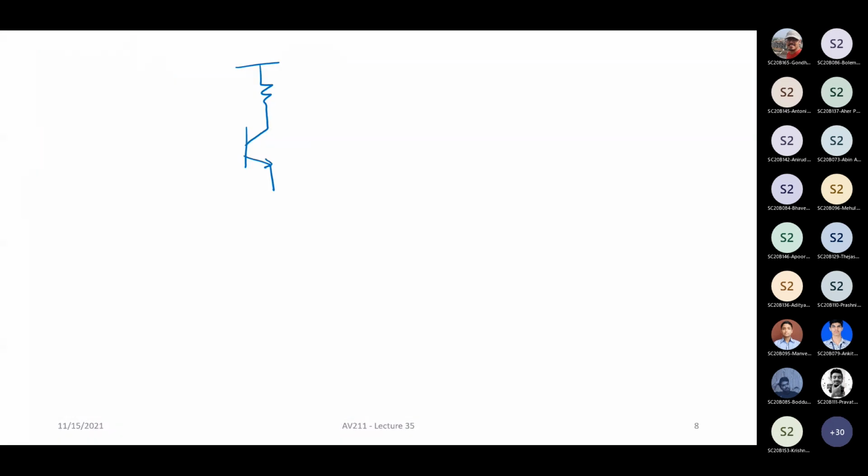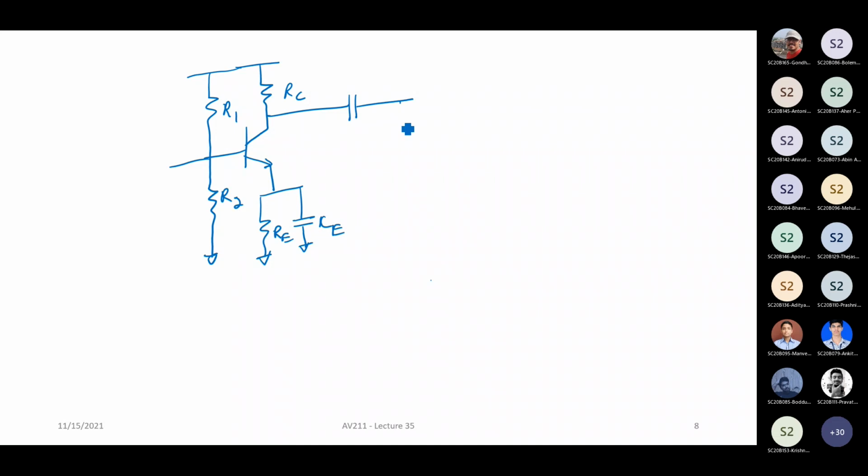Right. Thanks. So I'll just show you the implementation, but we'll not derive it in the class because it's a long derivation. You can always do it, and then you can figure out how. So basically, you have your BJT, which needs to be biased, right? So this is nothing but a common emitter amplifier. Let's call it R1, R2, let's say RC. This is CE, RE, right? And this basically is our amplifier. So now we add this RC section.